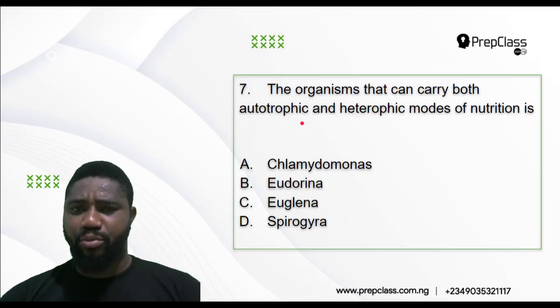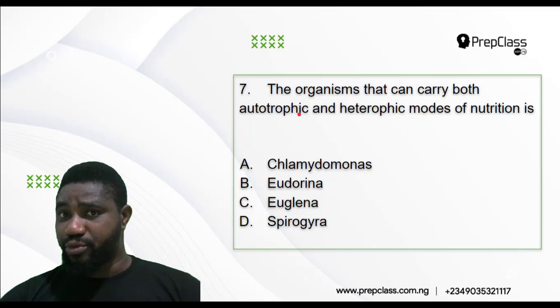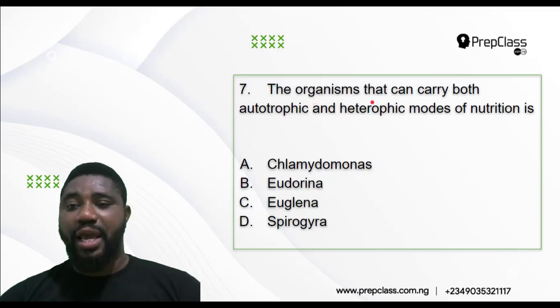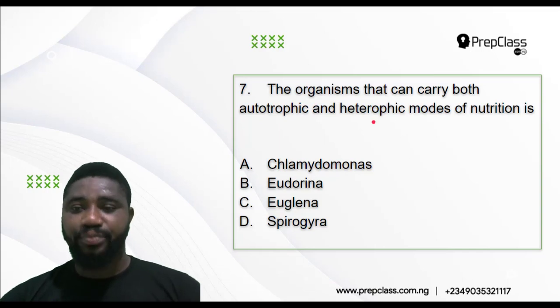Do you know what the autotrophic mode of nutrition is? It is the process whereby an organism manufactures its own food, like plants when they photosynthesize. That's the autotrophic mode. Heterotrophic is when they feed on ready-made food like animals.